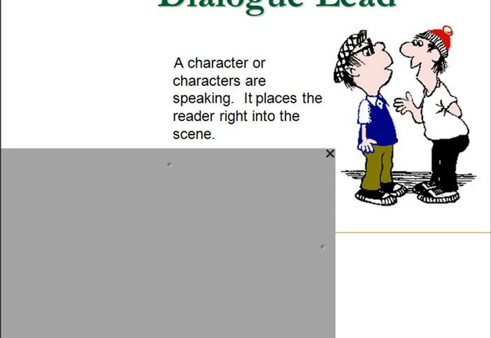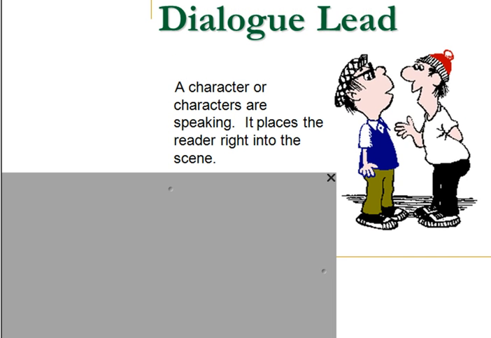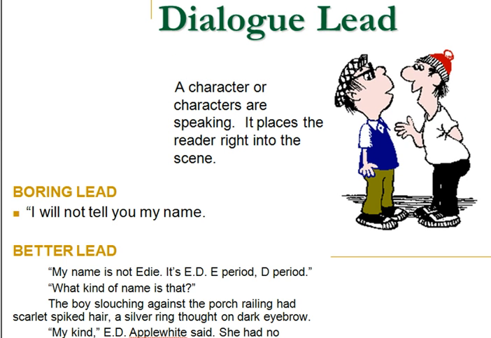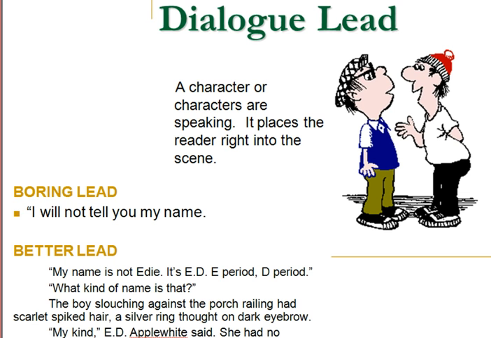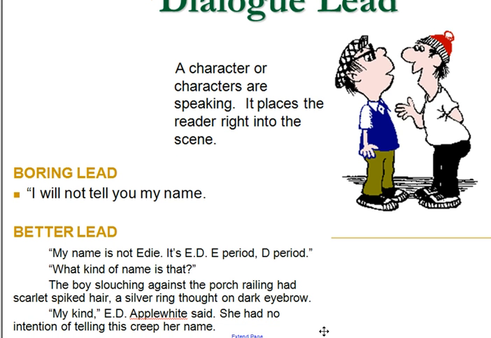Another lead is the dialogue lead. This is when you have characters speaking to each other. It puts the reader right into the scene. An example of a boring dialogue lead would be, I will not tell you my name. A better lead would have the characters talking.